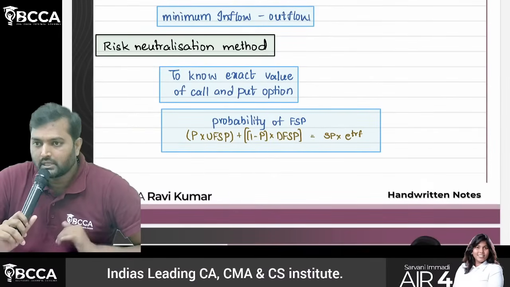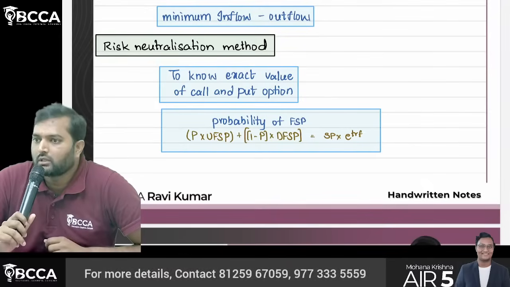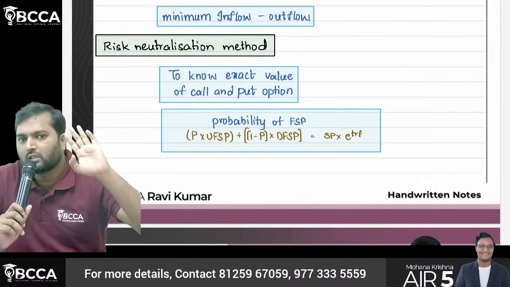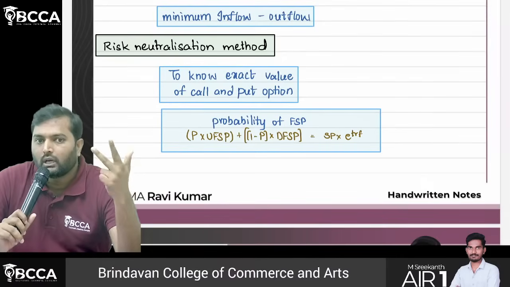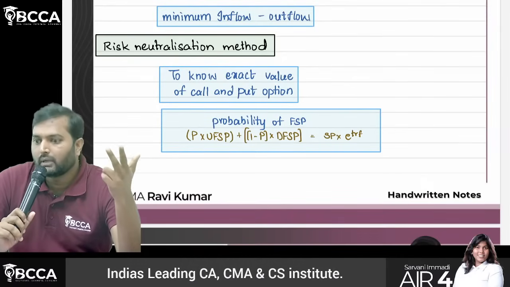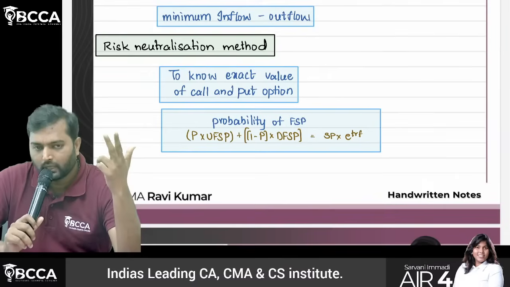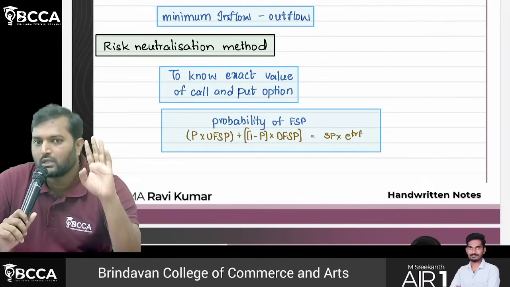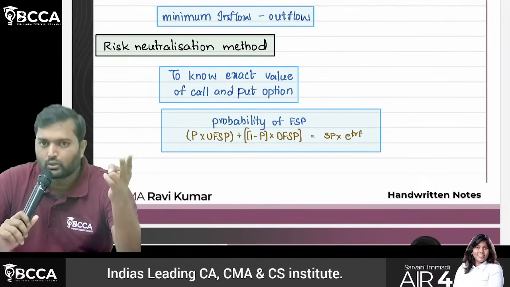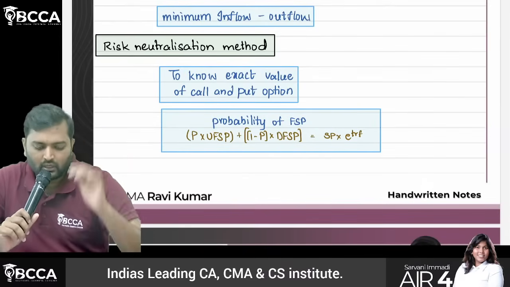Option valuation models. We have 4 option valuation models: risk neutralization model, binomial model, 2-period binomial model, and also the Black-Scholes model. In these 4 models, the important models are risk neutralization and binomial. These 2 are very important. Risk neutralization is very simple.